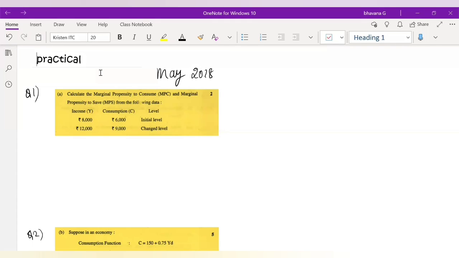So today in this session we are going to see the economics, that is economics for finance, numerical sums. So in your exam 10 to 12 marks are usually covered with the sums only, other than your theory. So it's very important that you understand and know how to solve each and every sum.